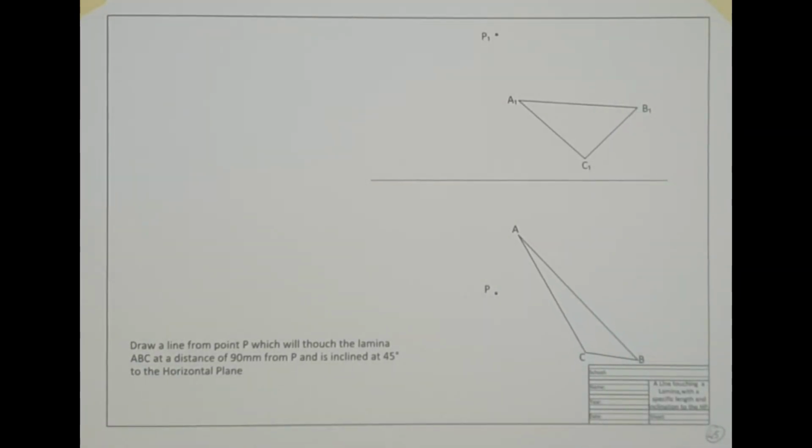Now, here we are at the third last question on this little short video here, and we are talking about drawing a line from a point P which will touch the lamina ABC. That sounds easy, doesn't it? But it has to be a total of 90 millimeters long, so that's true length 90 from point P, and it has to be inclined at 45 degrees to the horizontal plane.